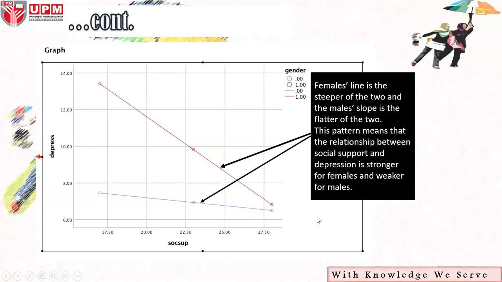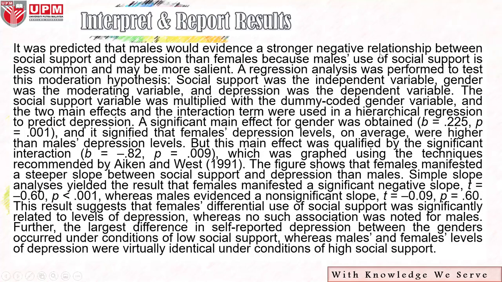So maksudnya we can conclude that for male ni dia lebih emotionally stable compared to female. Kalau ikut finding ni lah, gender ni. Lelaki dia turun juga, dia perlukan juga social support. Tapi tak significant female. Okay, we can see the different result between the two genders here. Okay, so this is how we can interpret and report our finding.